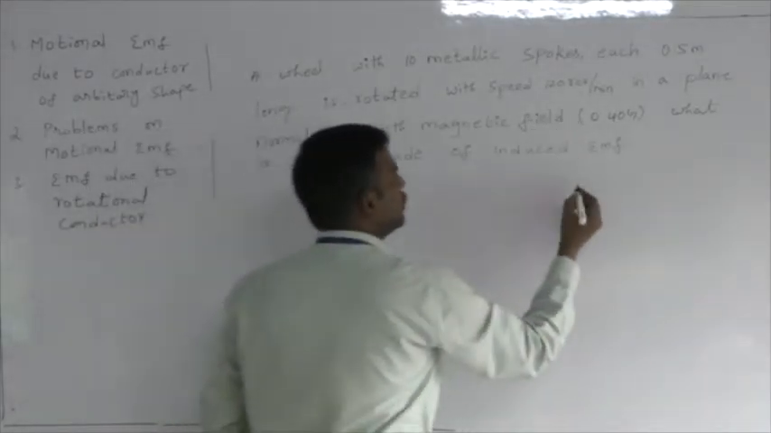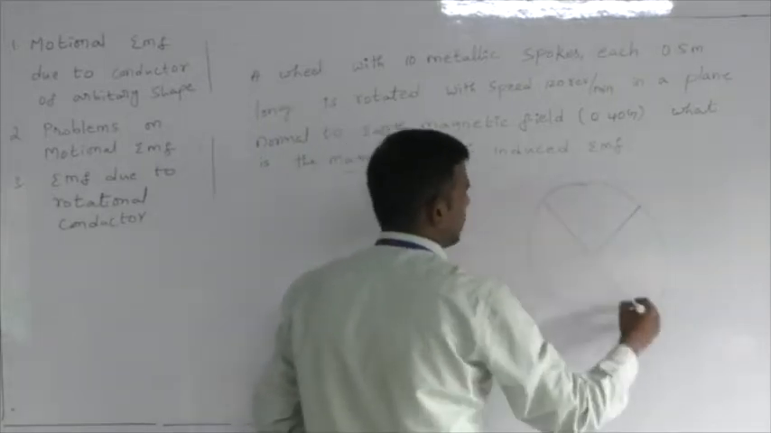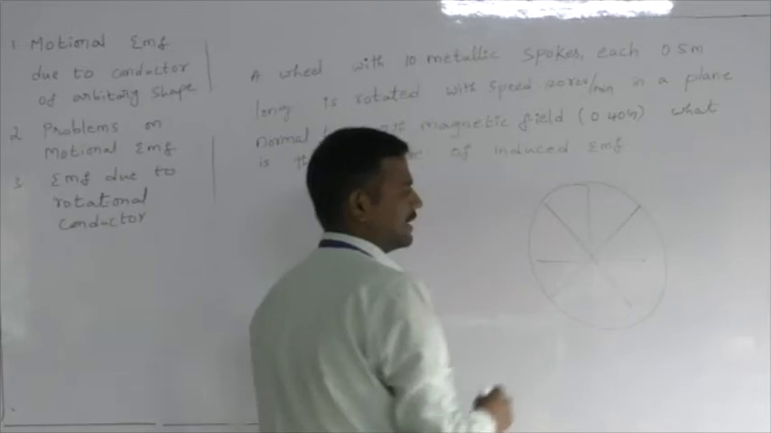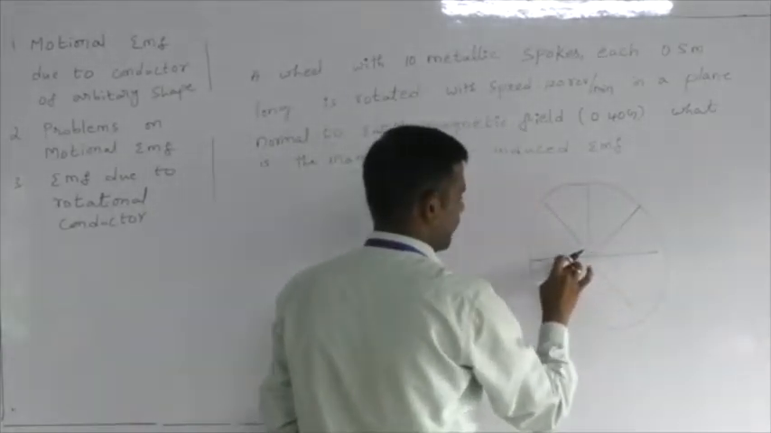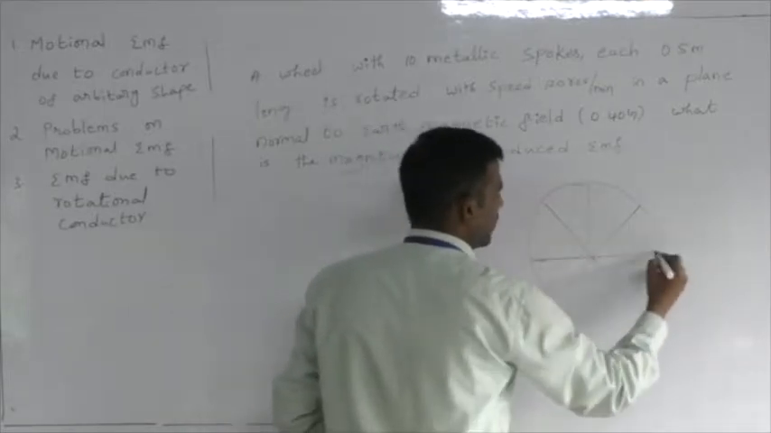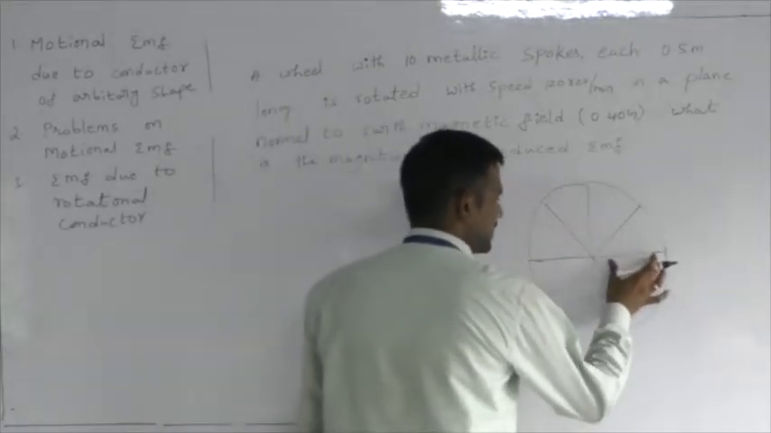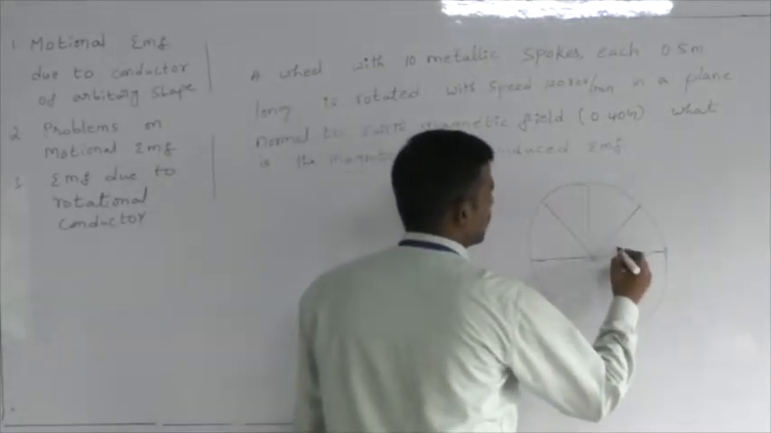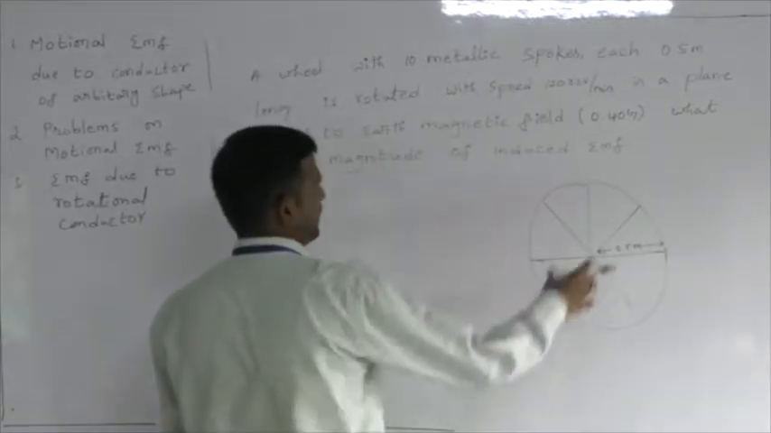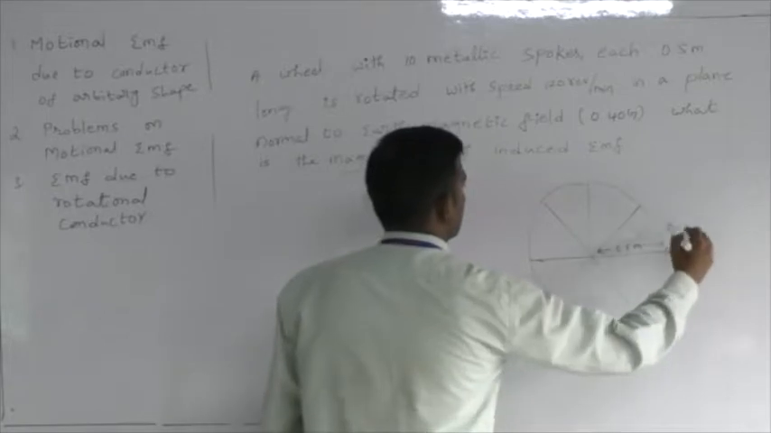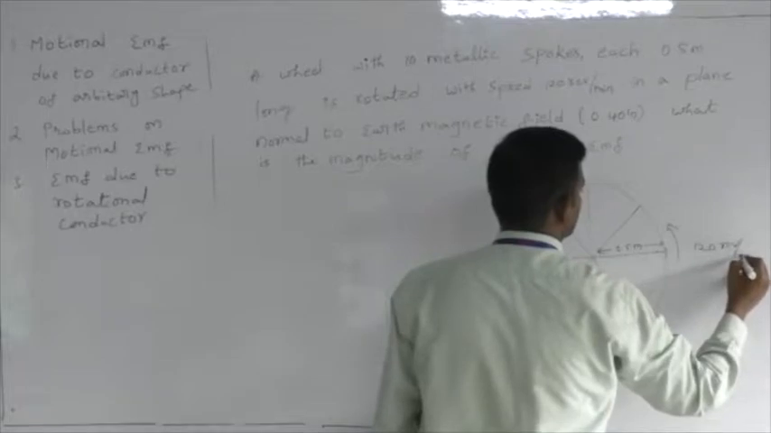Well, let us try to visualize the problem first. It is a wheel with 10 metal spokes like this. We don't know what the number is, but we will assume here we have 10 metal spokes. So let me choose this metal spoke, with a length of 0.5 meter, and it is rotating with a velocity of 120 revolutions per minute.